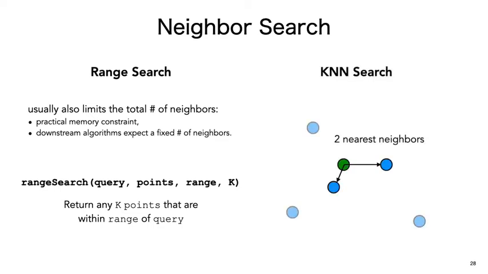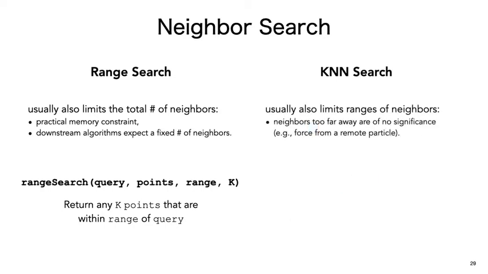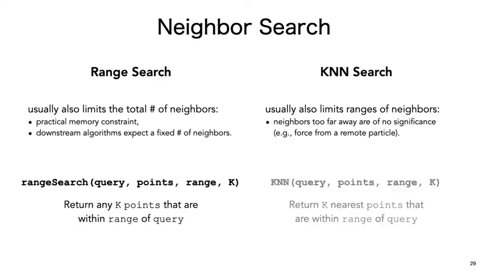Another kind of neighbor search is k-nearest neighbor search. For instance, in this case, we want to find the two nearest neighbors. Usually, in KNN search we also limit the range of the neighbors, because neighbors that are too far away, even though they are among the k nearest neighbors, are of no significant importance. For instance, the force that a remote particle exerts on the current particle would actually be very small. So the query interface for KNN search would look very similar, except it would return the k nearest points that are within the range of a query.